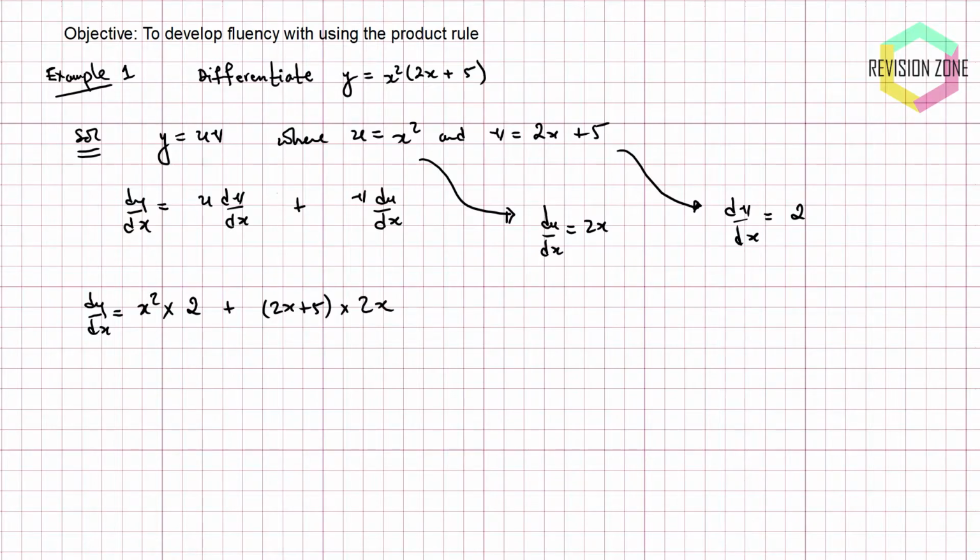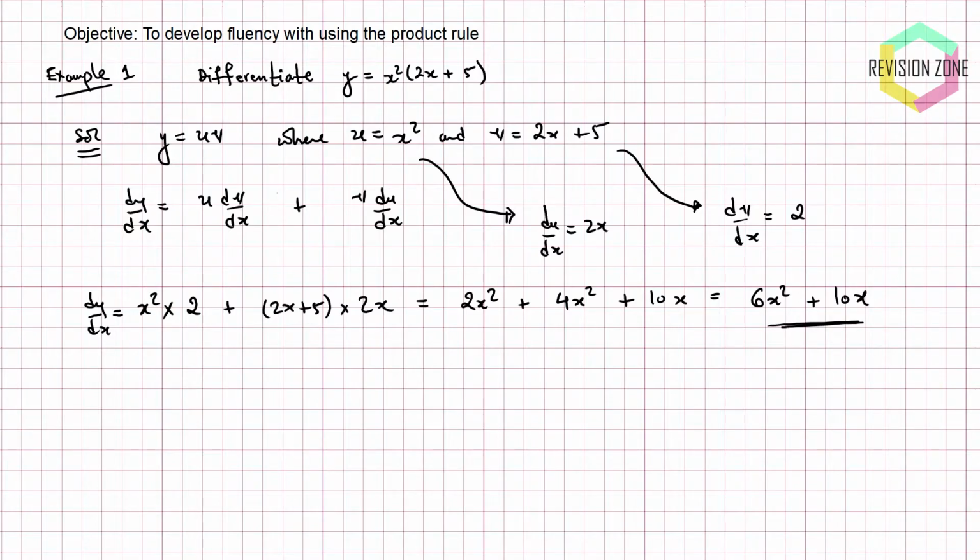So now it's just a matter of simplifying this, so I'm going to get 2x squared plus, and if I expand the bracket, I'm going to get 4x squared plus 10x. So again, collecting terms, I can say that's 6x squared plus 10x. So we actually have an answer.